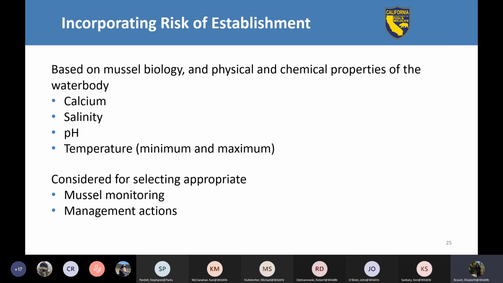So now let's talk about incorporating the risk of establishment. As I said, this is based on the mussel biology and related to the chemical and physical properties of your water body. This includes calcium, salinity, pH, and the minimum and maximum water temperature. This is important for selecting the appropriate mussel monitoring schedule and the management actions that you would want to include in your plan.